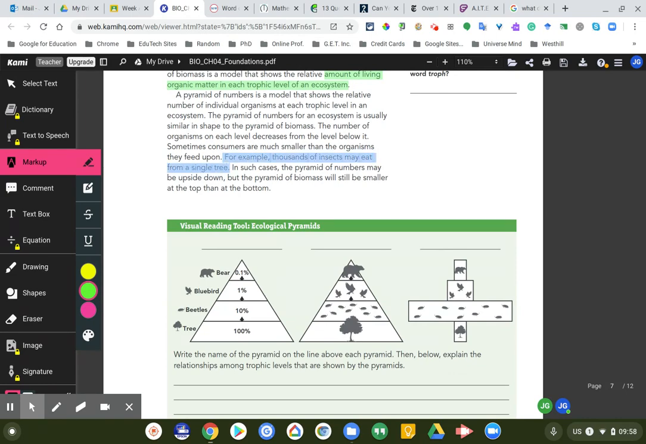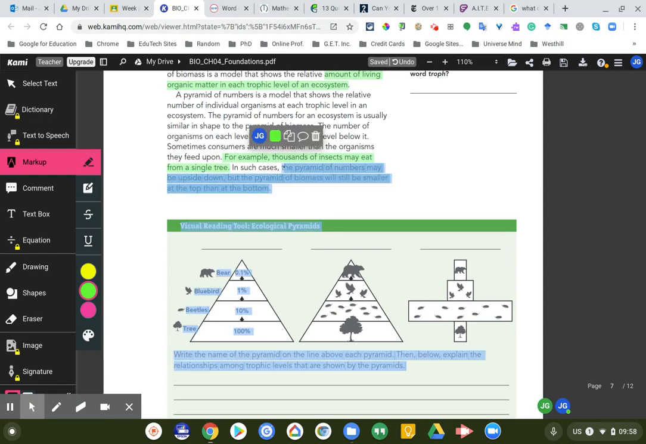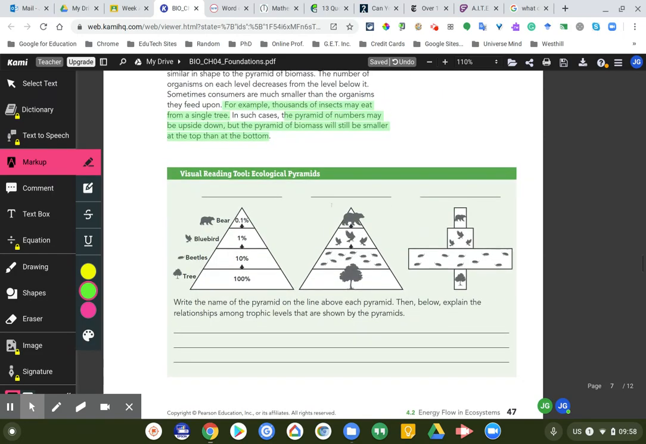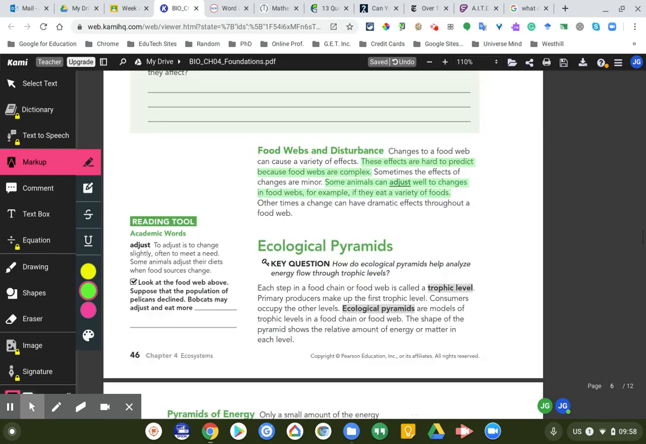Here's my example. For example, thousands of insects may eat from a single tree. In such cases, the pyramid of numbers may be upside down, but the pyramid of biomass will still be smaller at the top than at the bottom. So this is obvious. We're just going to go through and answer some of this stuff here.